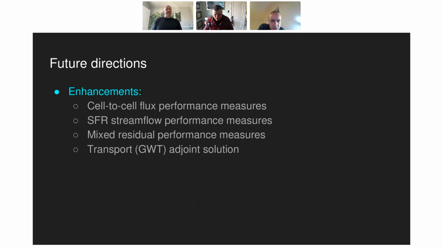David is asking, can we set a performance measure for drawdown? I think that's the same performance measure as if it was head in terms of sensitivity. Is that right? Yeah, that's correct. Awesome.